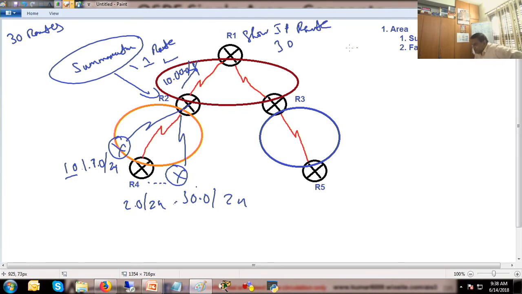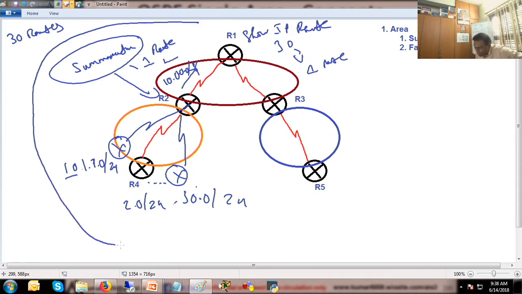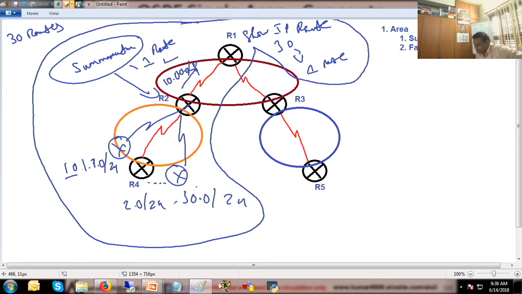So 30 routes will become one route. This is summarization, what I am teaching here. You just draw this diagram. You are understanding, Mallikarjun? Yes, sir.